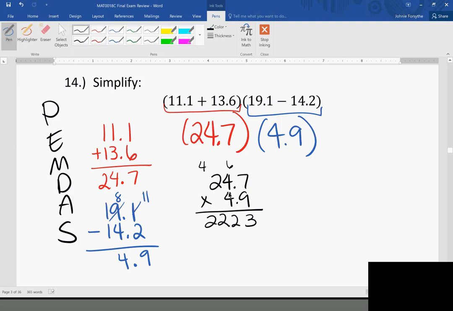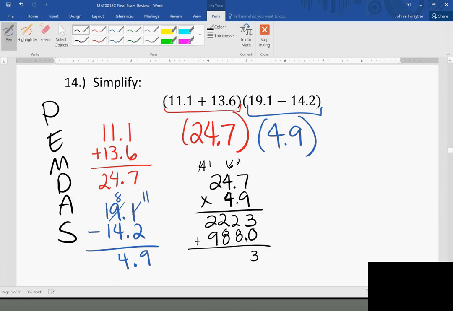Now to multiply the 4 here, I'm going to put a 0 placeholder, and then now we're going to say 7 times 4, which is 28, carry the 2. 4 times 4 is 16, plus 2, which is 18, carry the 1. Then 4 times 2 is 8, plus 1 is 9. So now we're going to add these up.